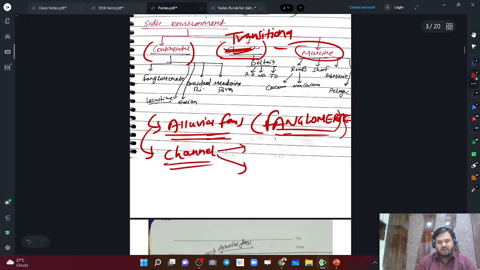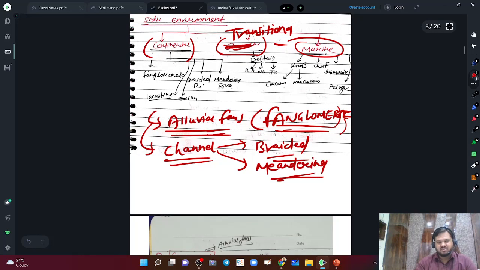So channels are of two types, right? One is braided channel, another one is meandering channel. All these things we have done in geomorphology, right? If you have not done, you should do it. Otherwise I'll show you some pictures today, right? So these are one. Even in terrestrial setting, there could be lakes, there could be wind setting, wind depositional environment, or you call it aeolian depositional environment, right?